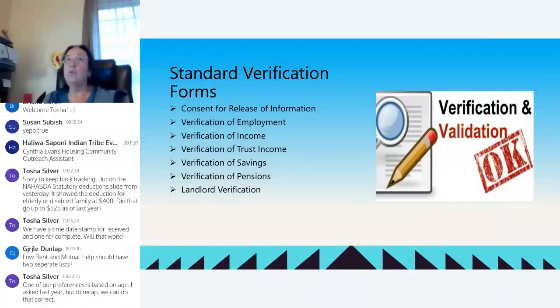So after you've been in business for a while and doing things, you'll have a lot of verification forms. If not, get on the internet or go to your housing regional meetings and see what your neighbors have. Don't recreate the wheel. See what the other housing authorities have and things like that. You're going to have your consent for release of information, verification of employment, verification of income, trust income, savings, pensions, landlord verifications. There's all sorts of verifications out there. Verifications of zero income.